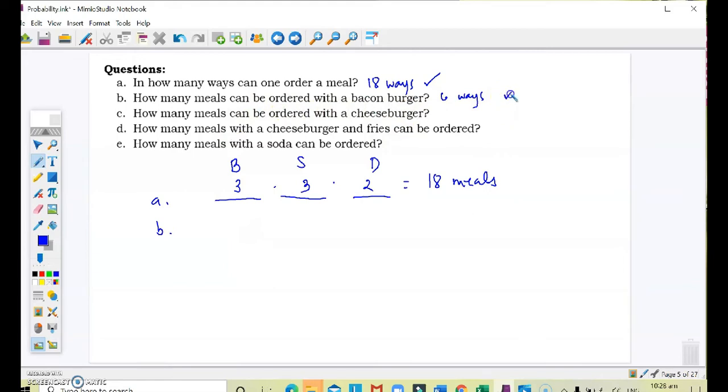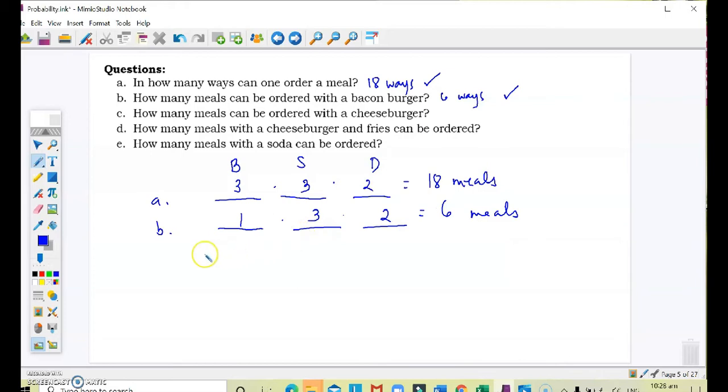It says here that there are 6 ways, but how is that possible? Remember, if it's a bacon burger, we don't have other choice for the burger but just the bacon burger, so we have 1 choice. How many choices do we have for the side dish? There's no classification, so we have 3 choices for the side dish, as well as the drinks, so we have 2 choices for the drinks. That's 1 times 3 times 2.